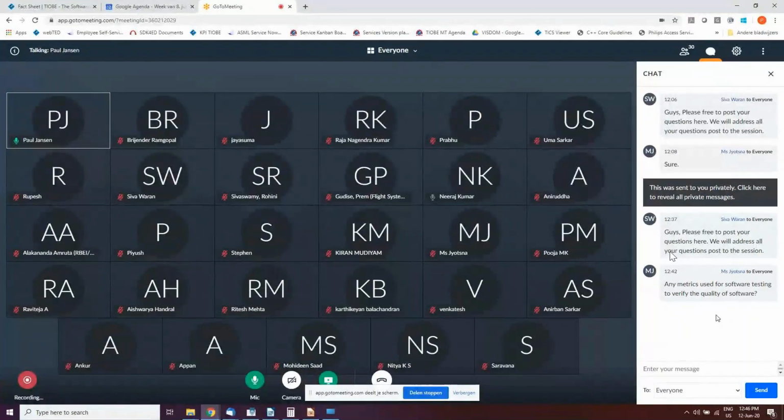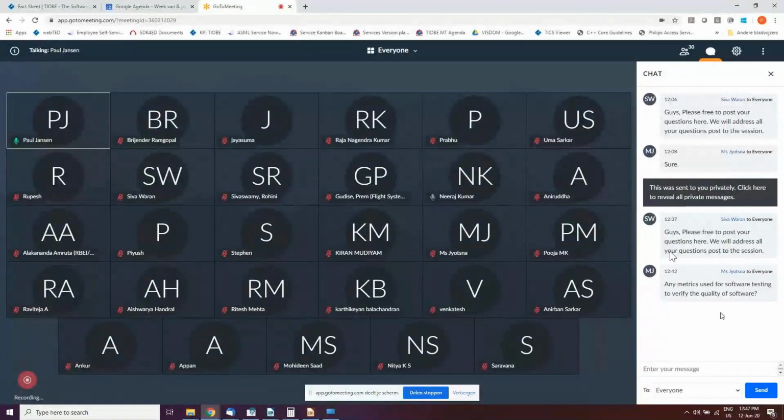Yeah, so there was one question. I see that it is: are there any metrics used for software testing to verify the quality of software? Yeah, I already talked about that. That's what we use, and that is the code coverage. So we not only look at code coverage of unit tests, but also at code coverage of integration tests. Some people have, for instance, user interfaces where they use Selenium tests. We can also measure code coverage of the Selenium tests. You have system tests that you can also measure code coverage for.